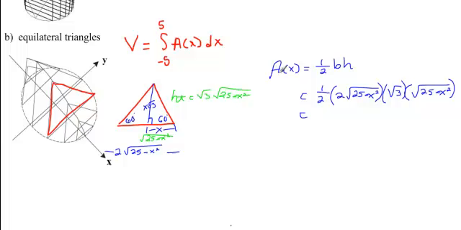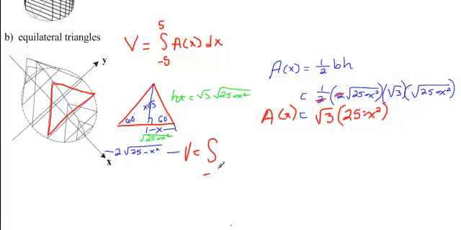Simplifying, we will get these 2's to cancel, 2 over 2 going to 1. Square root of 25 minus x squared times square root of 25 minus x squared will simplify as well. So I'm going to end up with the square root of 3 times 25 minus x squared, the argument inside the square root. A of x, boom. Easy. Now to get volume.